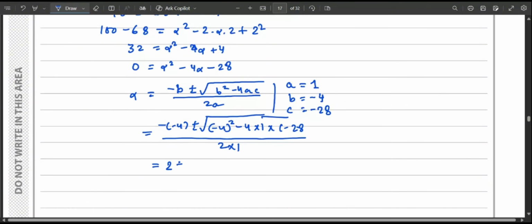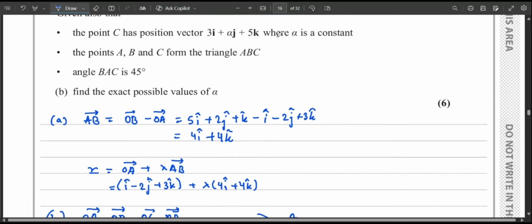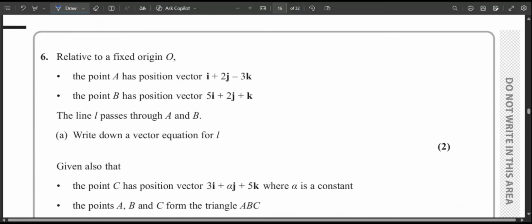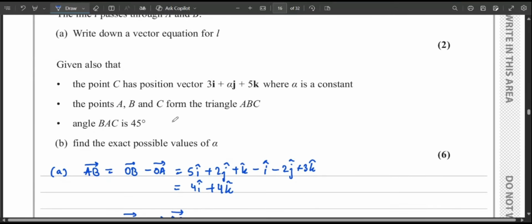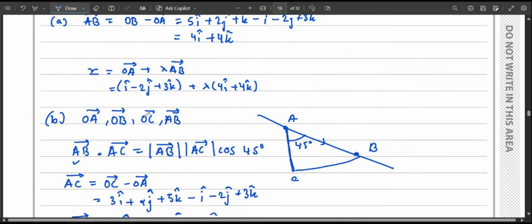This gives us a value of 2 plus minus 4 root 2, and this is our answer. From this we can see that there are two possible values of alpha. One is 2 plus 4 root 2, another is 2 minus 4 root 2. So this concludes our question number 6, and we can now move on to our question number 7.